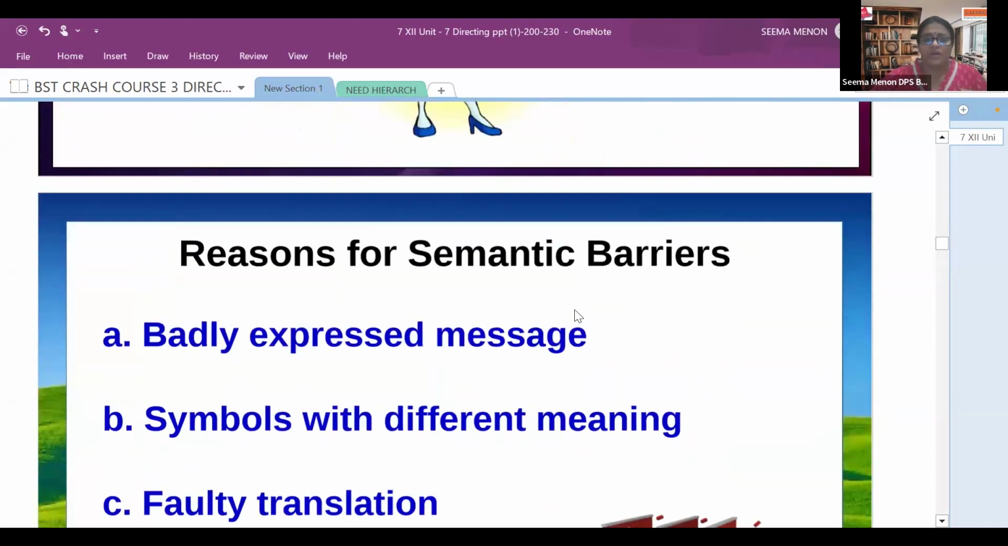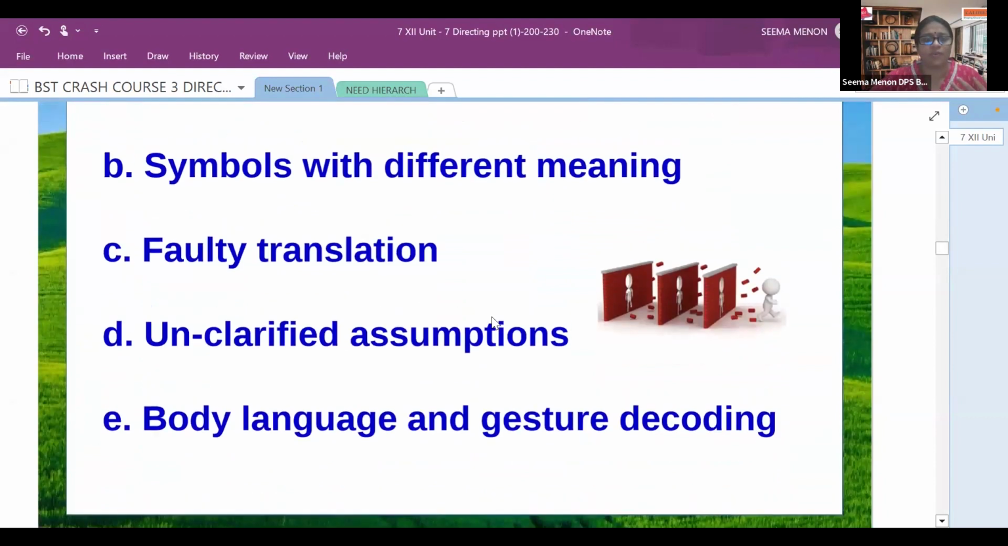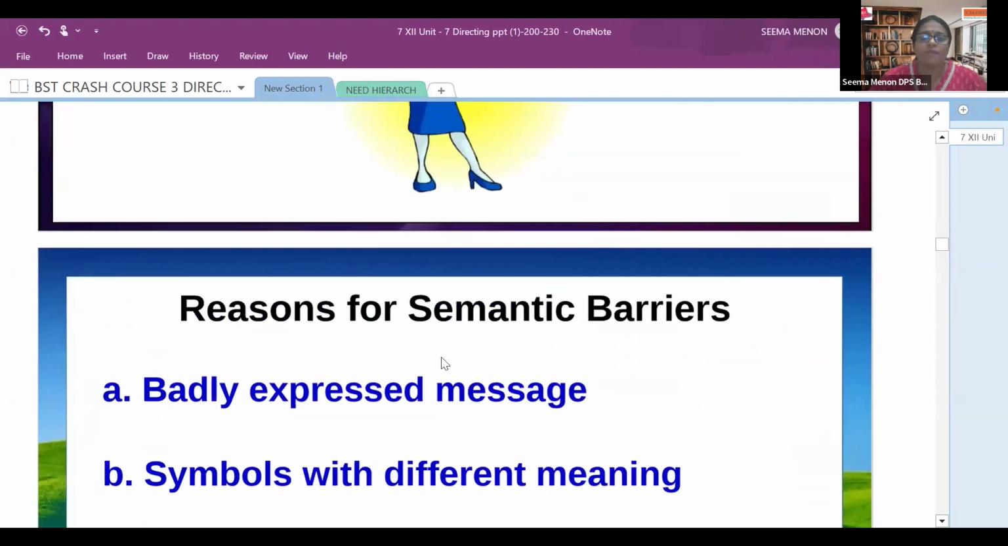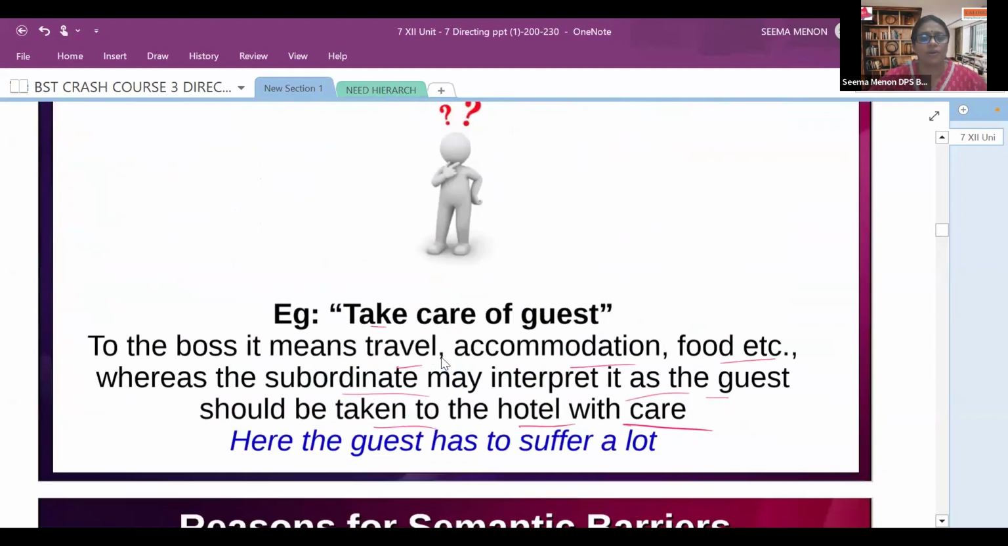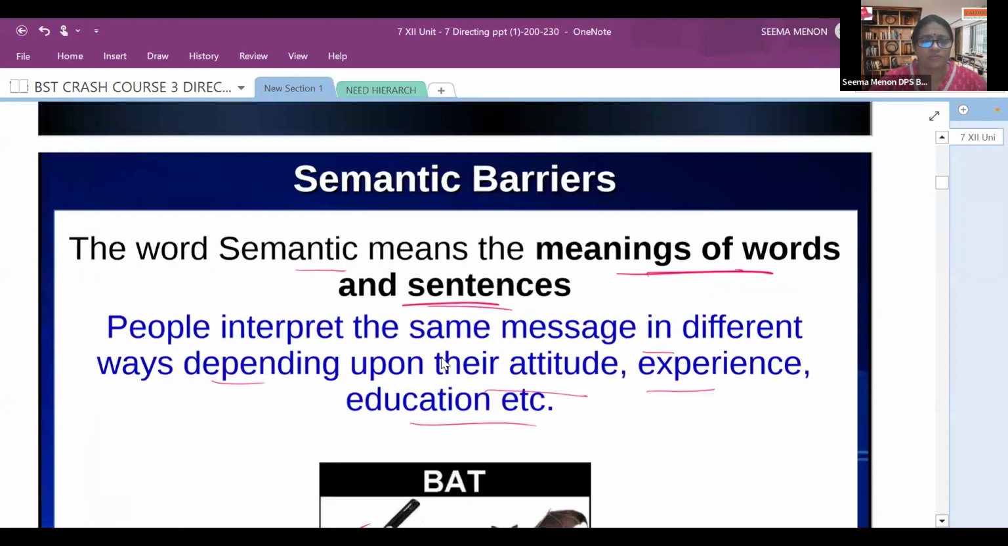That's all. Again, it is given here, reasons for semantic barriers. We can see all the points: badly expressed message, symbols with a different meaning, faulty translation, unclarified assumption, body language and gesture decoding. See that diagram. I am coming back to the diagram. You can see the diagram again.